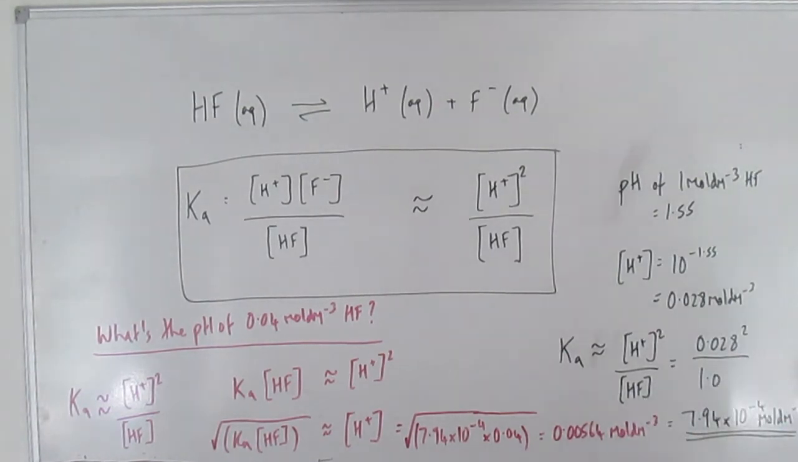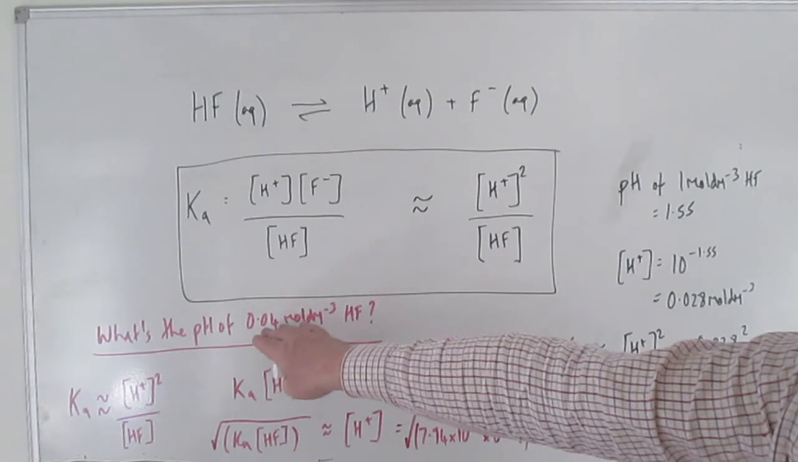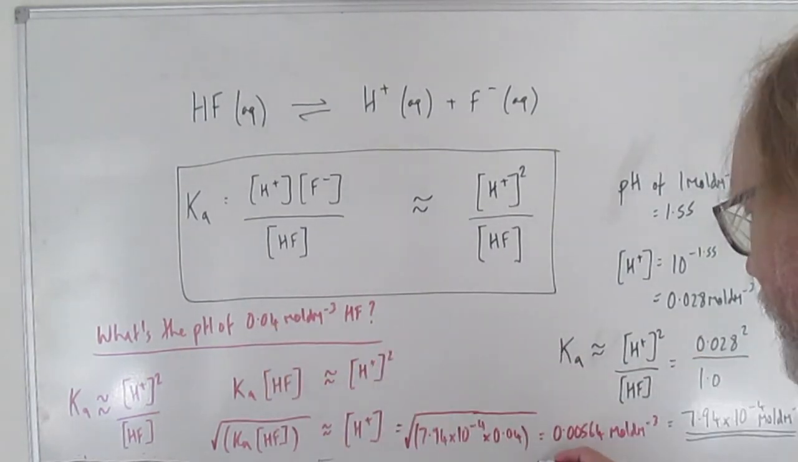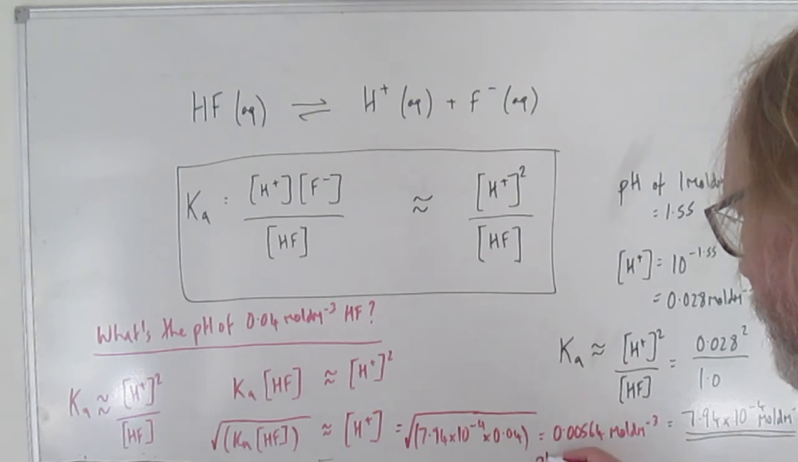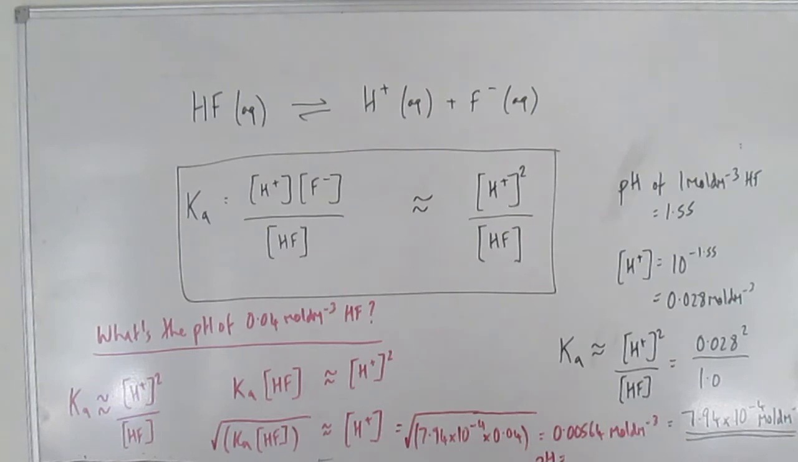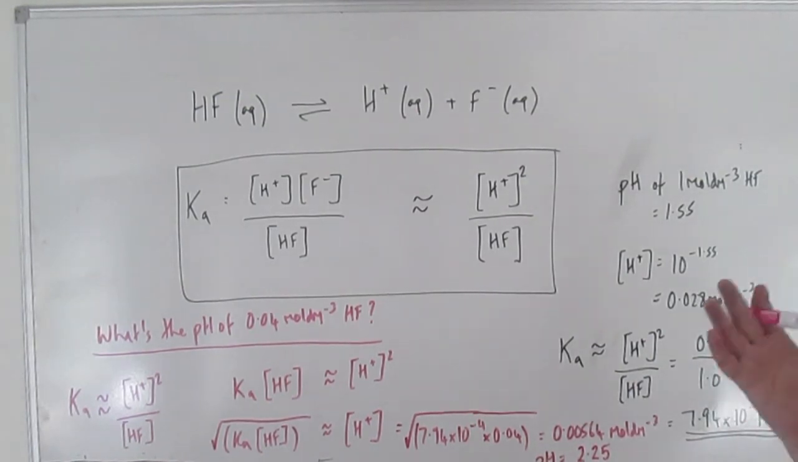So you can see it's a lot less than the overall concentration of the acid, because only a small proportion of it is ionized, and therefore the pH will be significantly higher. So the pH is minus log of that number, which works out as 2.25. If it had been a strong acid, at that concentration it would have been about 1.4. So again, a significantly higher pH because only a fraction of it is ionized.